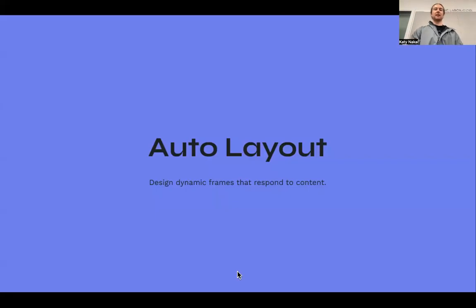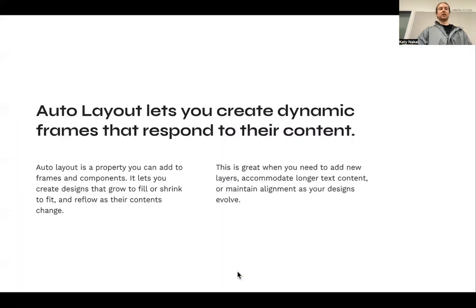And yeah, let's just dive in today. So what is auto layout? Auto layout will let you create dynamic frames that respond to their content. It's a property you can add to frames and components and will let you create designs that can grow or shrink as their content changes. And this is great when you're adding new layers, accommodating longer text, or maintaining alignment as your designs evolve.